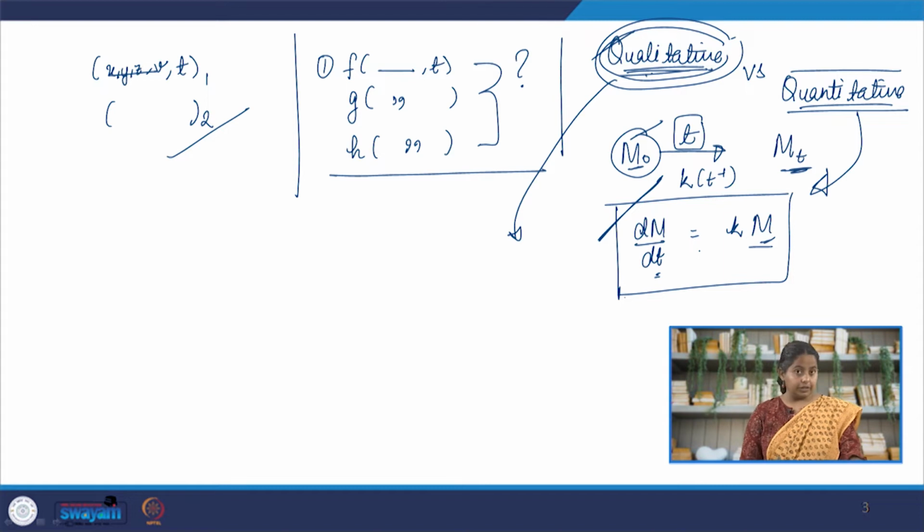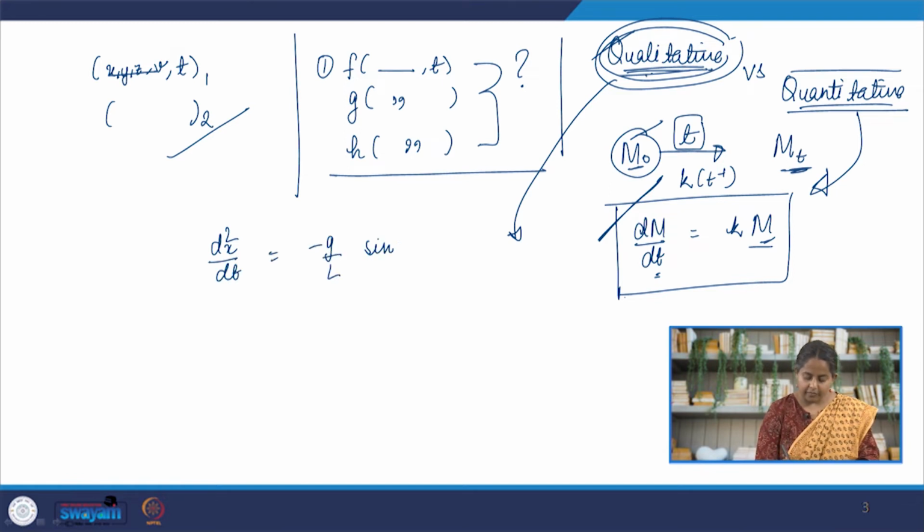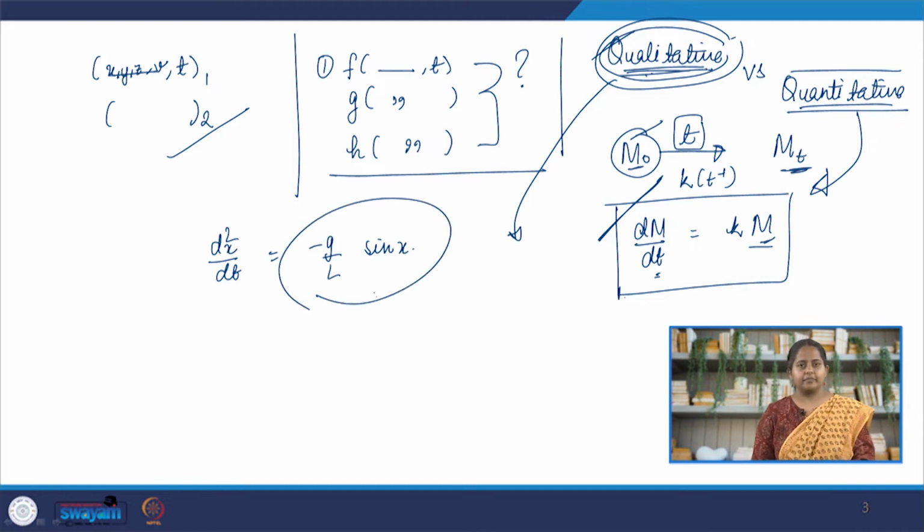Now let's look at a very different model. I'll give you a hint right away. This model is the model of a simple harmonic oscillator, a pendulum. So quantitatively, we all know how a pendulum behaves. So quantitatively, we know the pendulum behaves like this. The acceleration is equal to this.